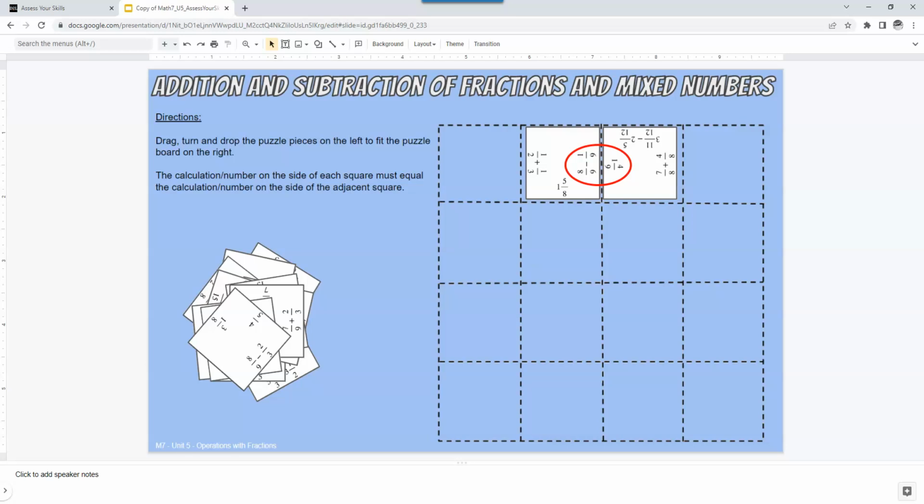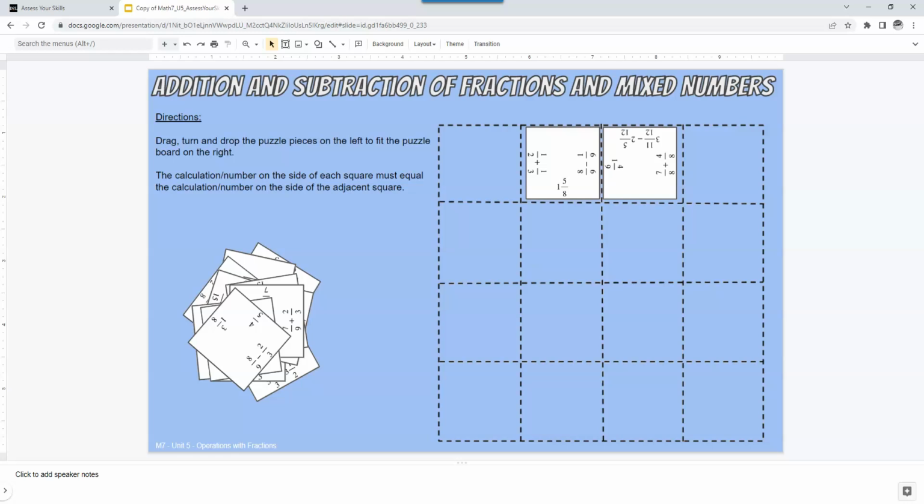So now I do have a calculation and I have an answer. The question is, is that answer correct for that particular calculation? So is 8 over 9 subtract 1 over 9 equal to 1 and 4/9? The answer? No, it's not. So again, these two puzzle pieces will not go next to each other as positioned here.